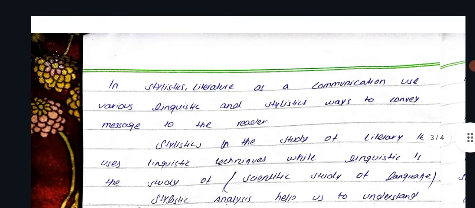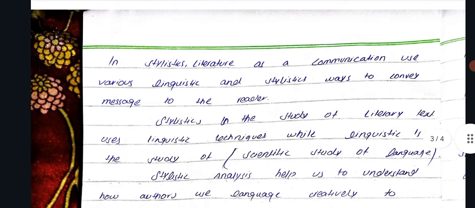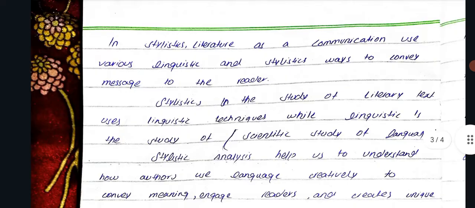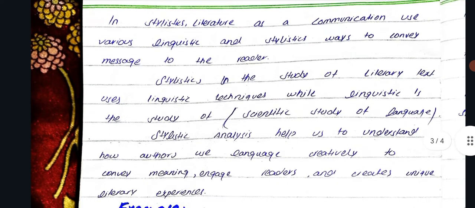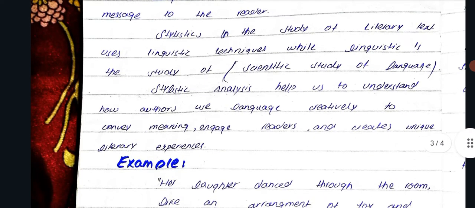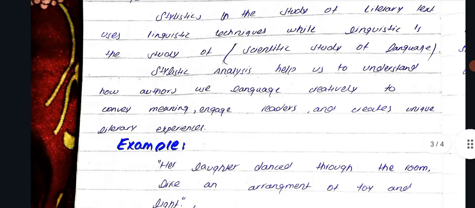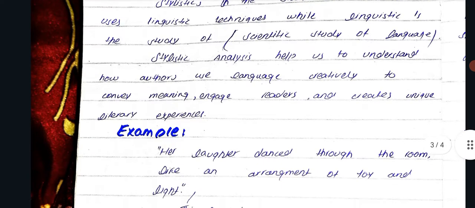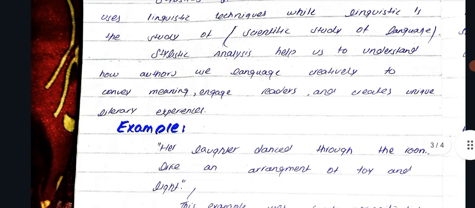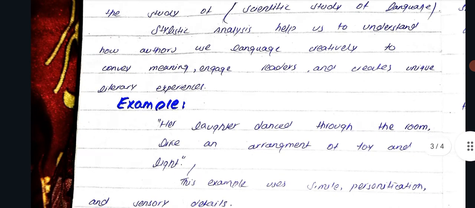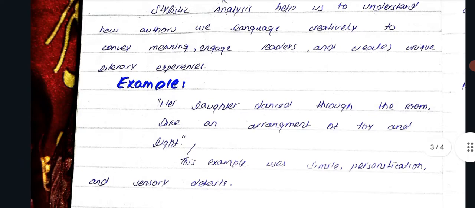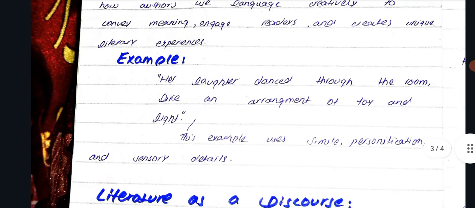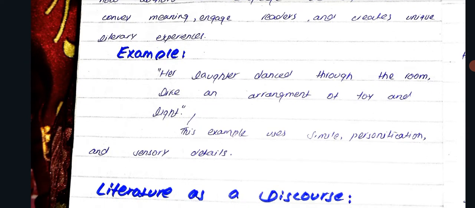In stylistics, literature as a communication uses various linguistic and stylistic ways to convey a message to the reader. Stylistics is a study of literary text, using linguistic techniques, while linguistics is the scientific study of language. Stylistic analysis helps us to understand how authors use language creatively to convey meaning, engage readers, and create a unique literary experience. फॉर एग्जाम्पल: "Her laughter danced through the room like an arrangement of joy and life."